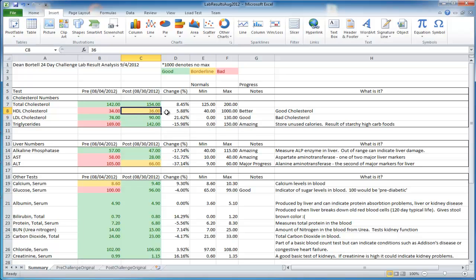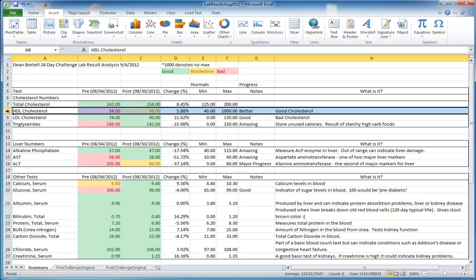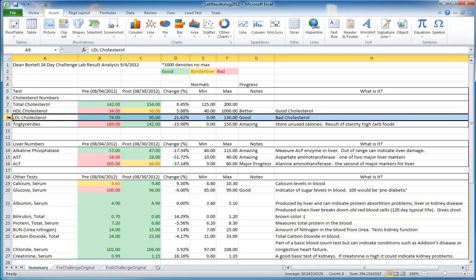So we're in the right direction, and I think some of this is genetic, I mean, the doctor was saying today, genetic for this one, but we do see almost a 6% change. So we'll see in 90 days where I am.